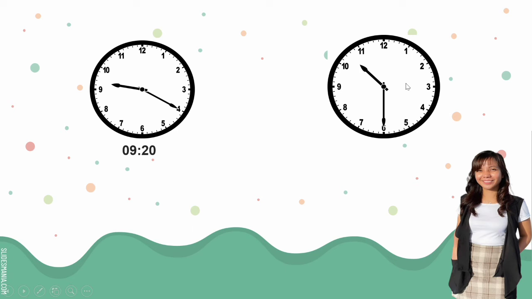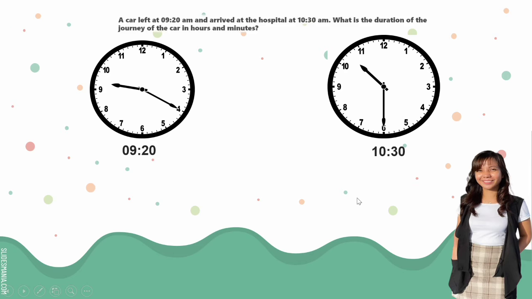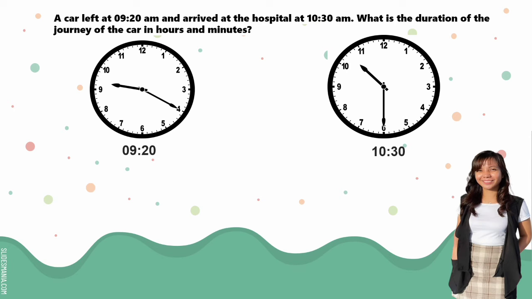5, 10, 15, 20. So 20 minutes. For the second clock, what time is it? So it's 10:30. Alright. Now we have the problem here. A car left at 9:20 a.m. and arrived at the hospital at 10:30 a.m. What is the duration of the journey of the car in hours and minutes?